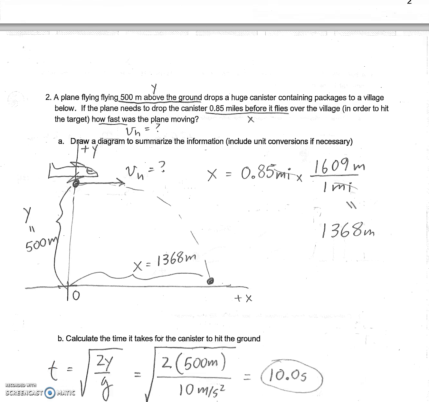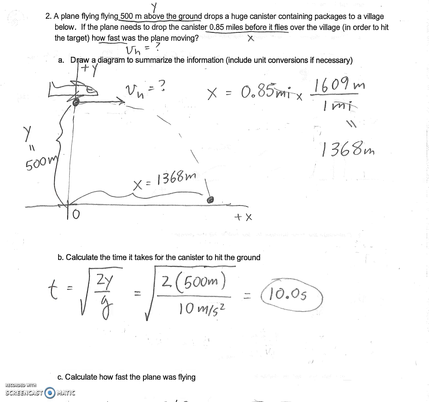Now let's look at our next problem. Okay, for this problem it says a plane flying 500 meters above the ground, that means that's our vertical distance or our y value, drops a huge canister containing packages to a village below. If the plane needs to drop the canister 0.85 miles before it flies over the village, so in other words, that's giving us the horizontal distance, how fast was the plane moving?